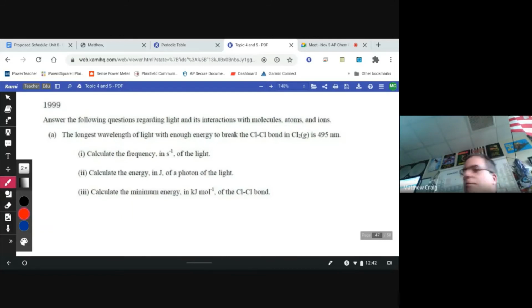It'll work. Okay. All right, 1999. Answer the following questions regarding light and its interactions with molecules, atoms, and ions. Now, there were more parts because it has A, so there was a B and so on.